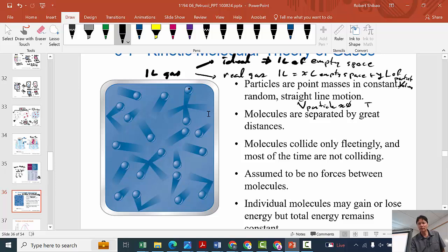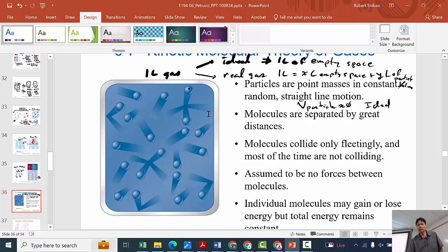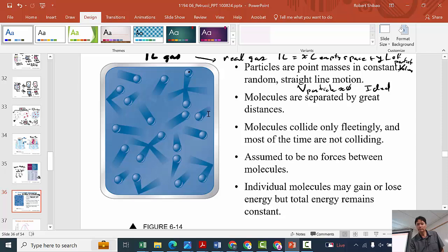This is ideal. The second thing that makes an ideal gas ideal is this: the IMFs, intermolecular forces of attraction, are about 0. For ideal, the particle volume is 0. There's no volume. And then IMFs are 0. That is, the molecules are not sticky. This is like two billiard balls colliding, like pool balls colliding.